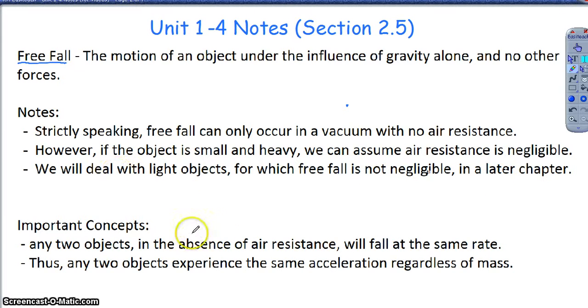So then any two objects in the absence of air resistance will fall at the same rate, because they all experience the same acceleration. Again, hopefully most of these bullets here are review for us, but if you needed to go through it, there you go.